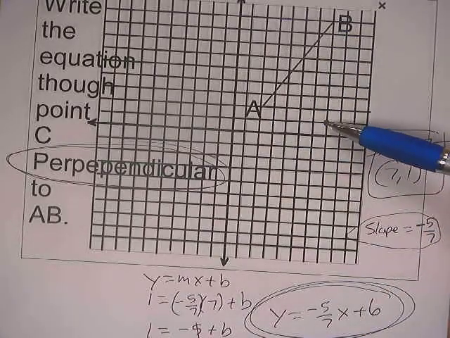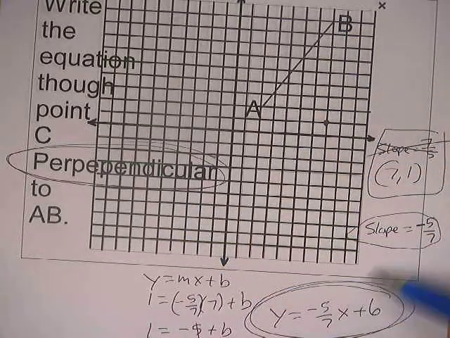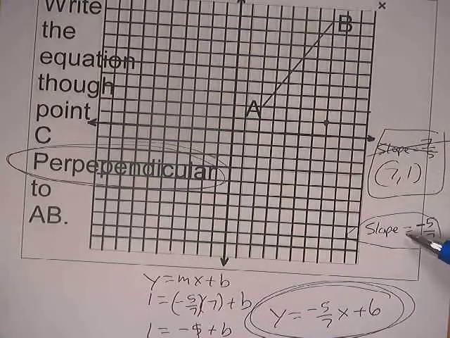Remember, you could see both times, my last two problems, I had the same line segment and the same point. However, when it's perpendicular, I have to take the opposite reciprocal of the slope instead of using the same slope.